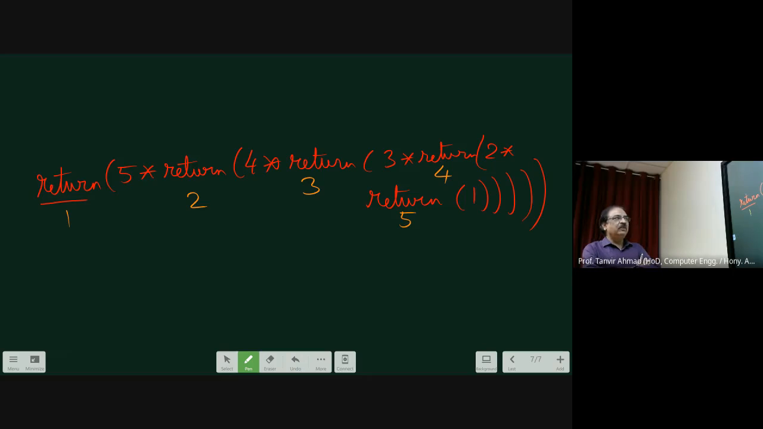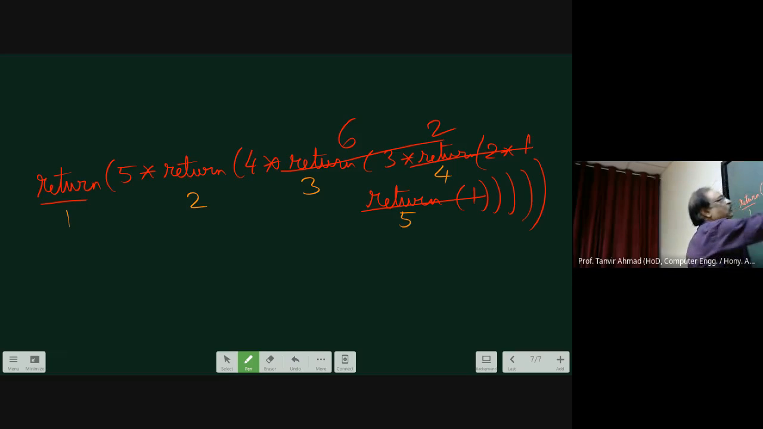Actually, when return 1 is there, this will return 1, replaced by 1. Then return 2 into 1 will be replaced by 2. Then return 3 into 2 will be replaced by 6. Then return 4 into 6 will be returned as 24. And then return 5 into 24 will finally return to main the value 120.